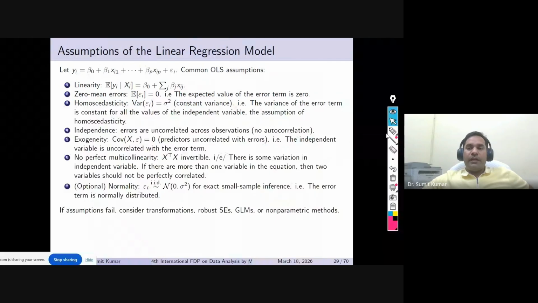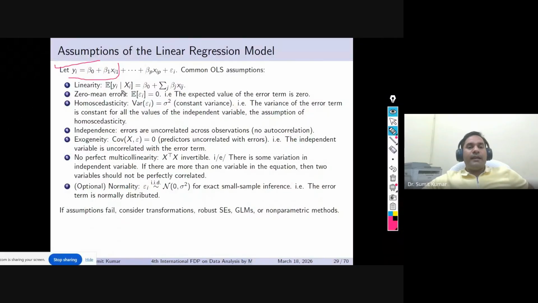Suppose we have taken a multiple linear regression model here. If you have just one independent variable, the model will be beta naught plus beta one x1. Otherwise, if you increase the variable or parameter size, it will have multiple terms.